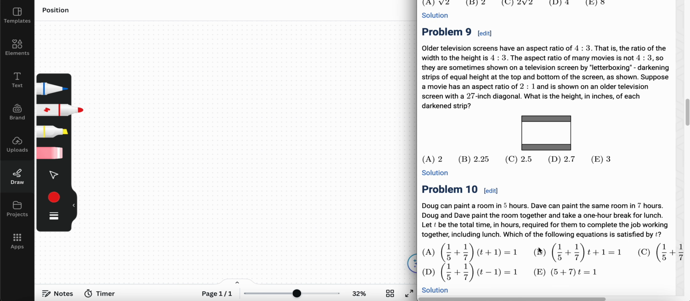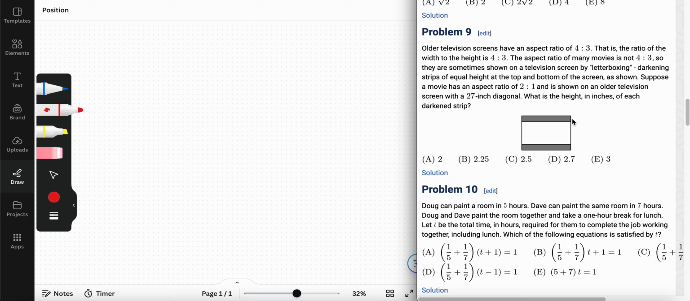Okay, problem 9. Older television screens have an aspect ratio of 4:3. That is the ratio of the width to the height. Suppose that a movie has an aspect ratio of this and is shown on a 27-inch diagonal.